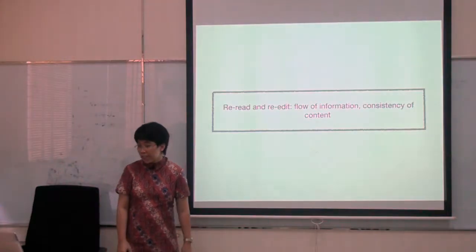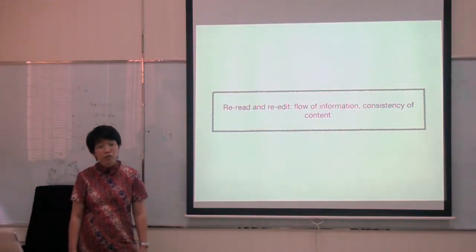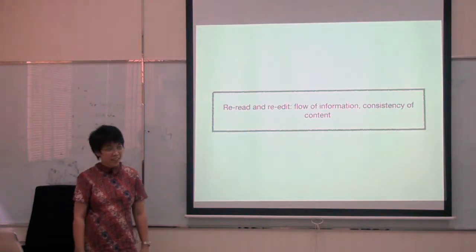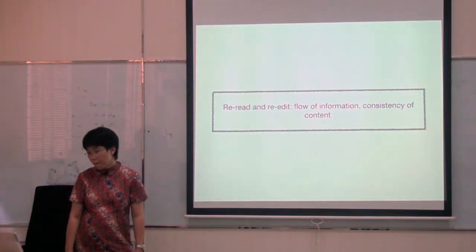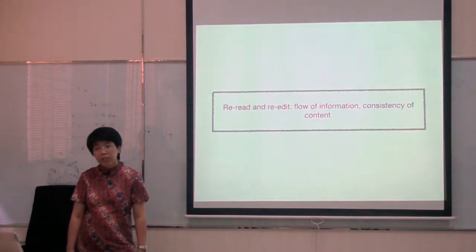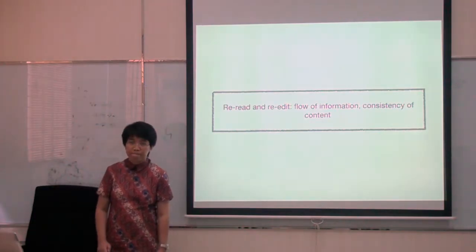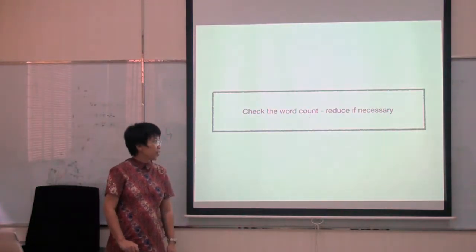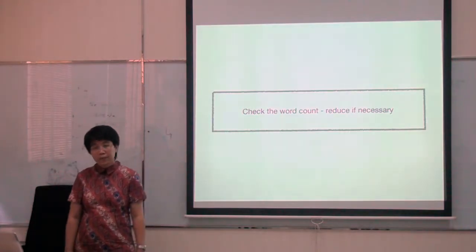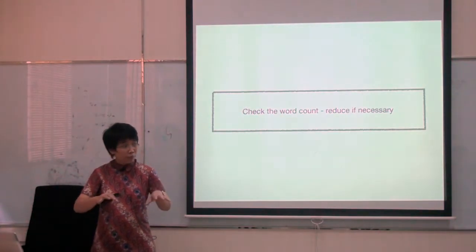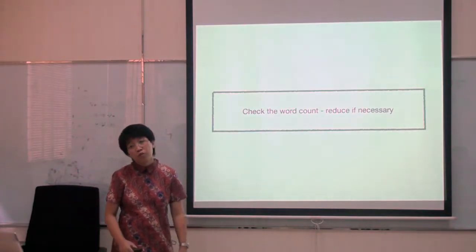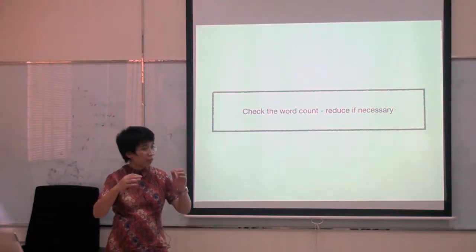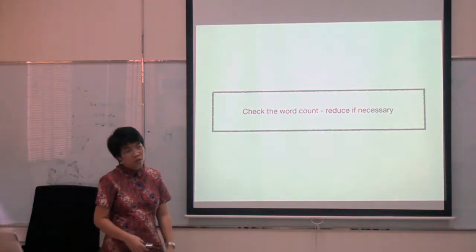This is very important. Reread and re-edit. Again, good writing needs frequent reading and editing. Okay? Check the flow of information, consistency of the content. Yeah? And then check the word count. Reduce if necessary. When you write your first draft of the abstract, do not worry about the word count. Okay? Just write. And after that, try to revise. Try to reduce the number of words.